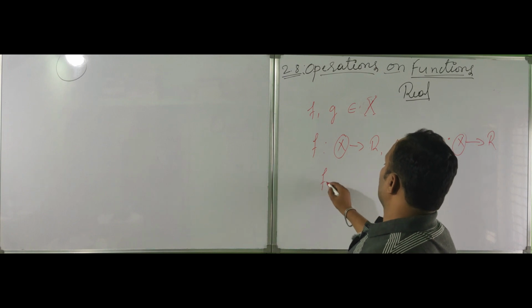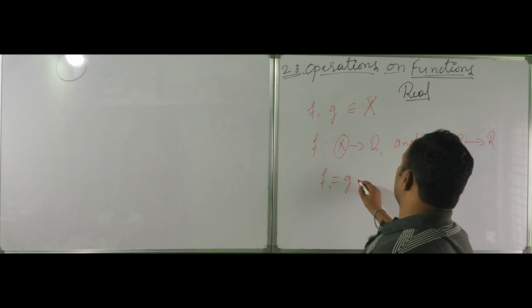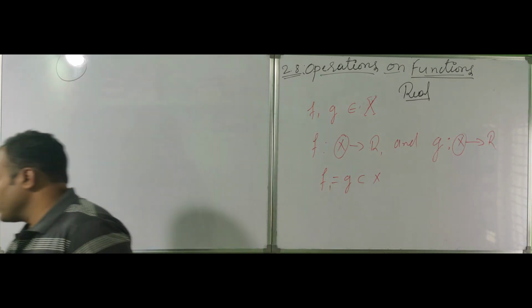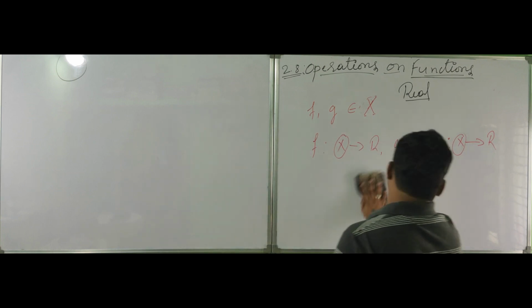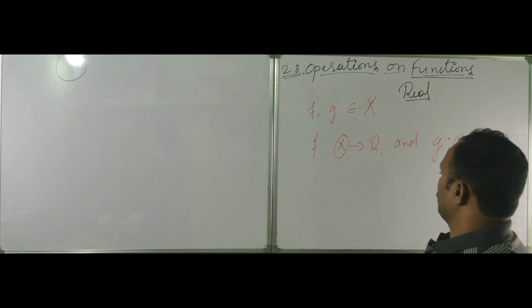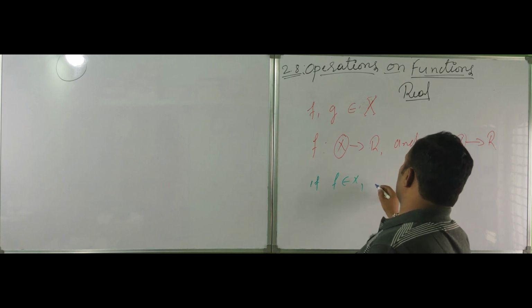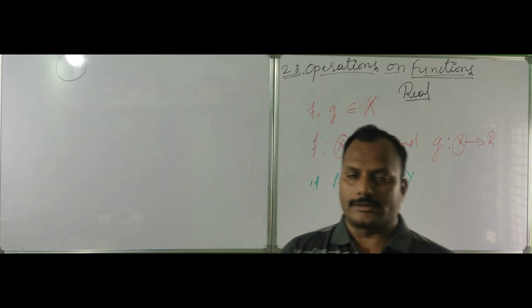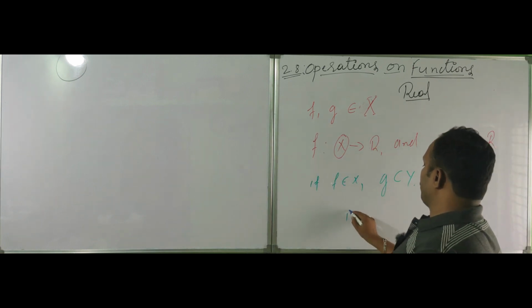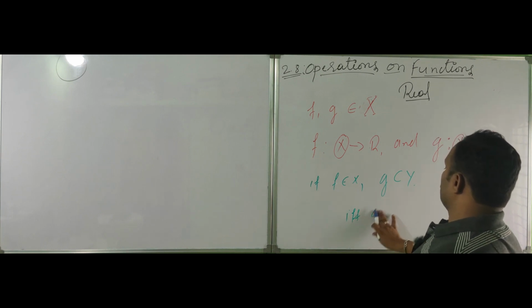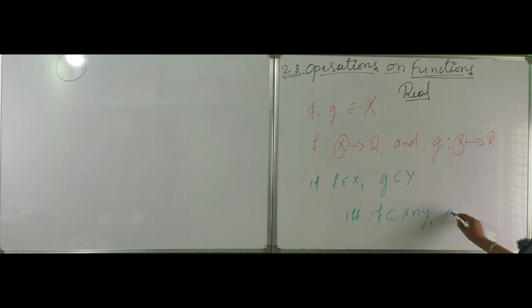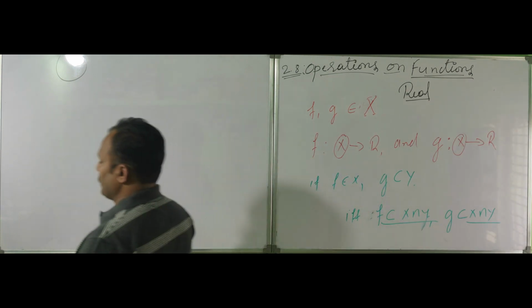f equal to g should be a subset of... not like that. If f and g have different domains, if f is a subset of x and g is a subset of y, then only when we do mathematical operations on the functions, only if and if only f is a subset of x and y, and g also a subset of x and y, means f and g should have the common domain.